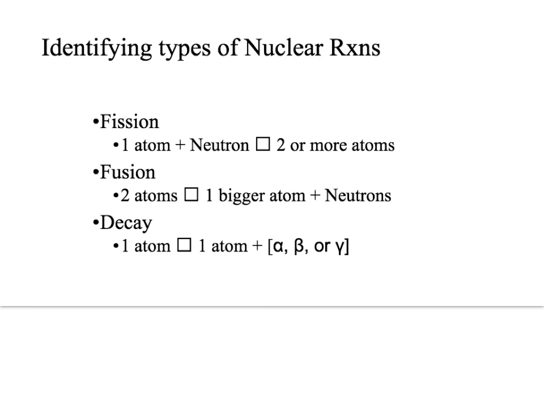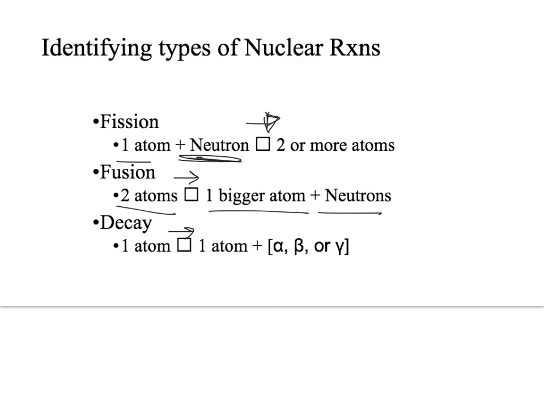So fission reactions are going to have one atom, and their neutrons are always going to be on the left. These squares here are representing the arrows. Unfortunately, this app changes what those look like. So fission, you have your neutrons on the left to start that reaction. That's our trigger for our atoms to start to split. Then fusion, you have 2 atoms, and then you're going to have one bigger atom on the right plus some neutrons, like that last example that we looked at on the previous slide.